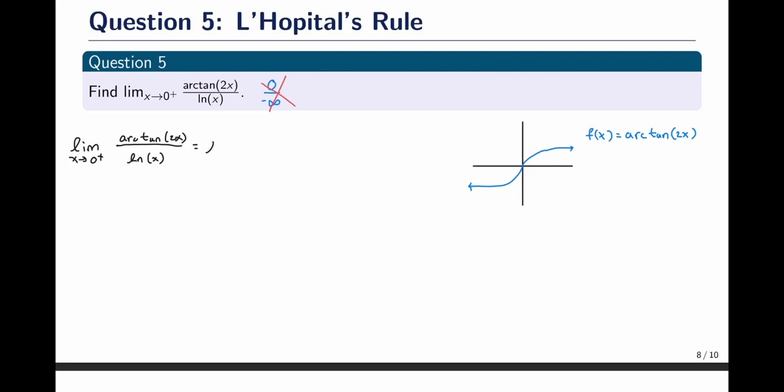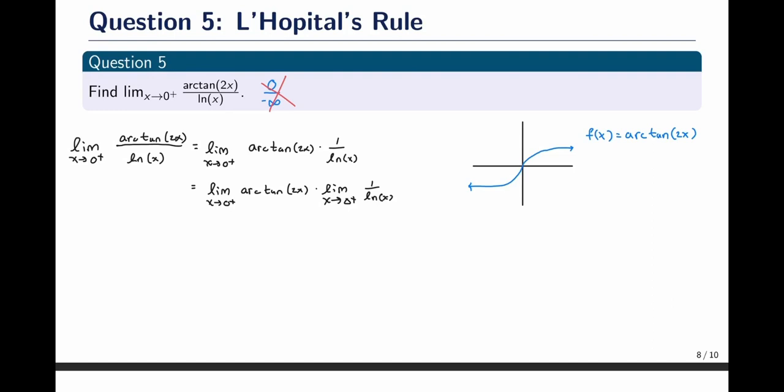So this is going to give us the limit as x goes to 0 from the right-hand side of arctangent of 2x times 1 over natural log of x. We can take this one step further and break it up into two separate limits. The limit as x approaches 0 from the right-hand side of arctangent of 2x, times the limit as x approaches 0 from the right-hand side of 1 over natural log of x.